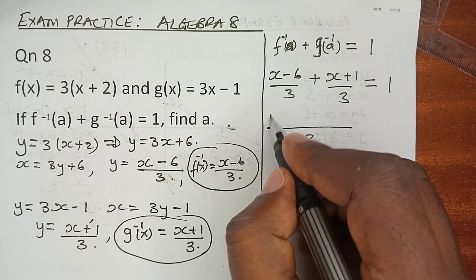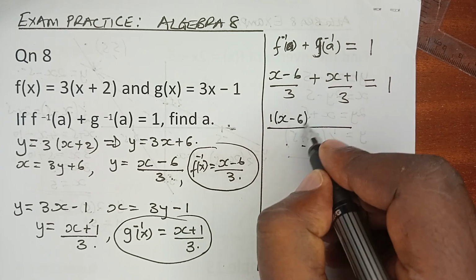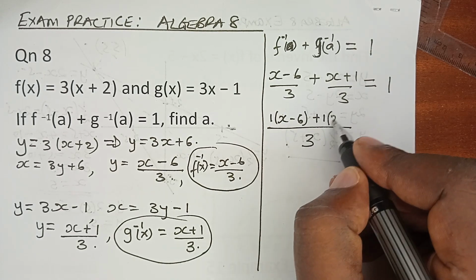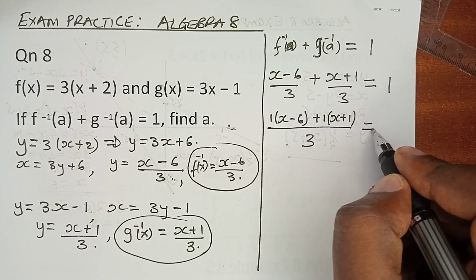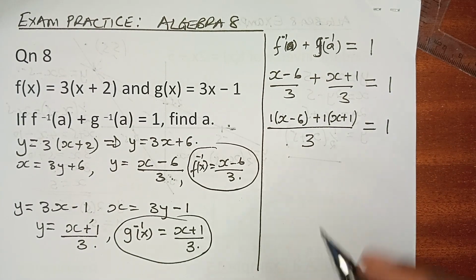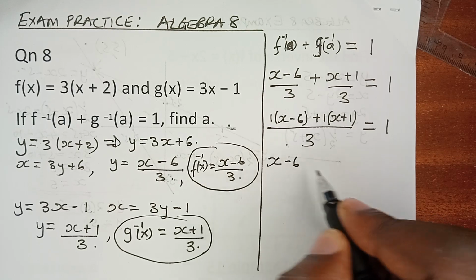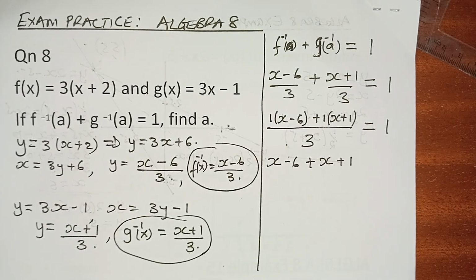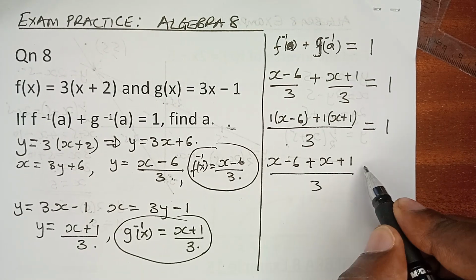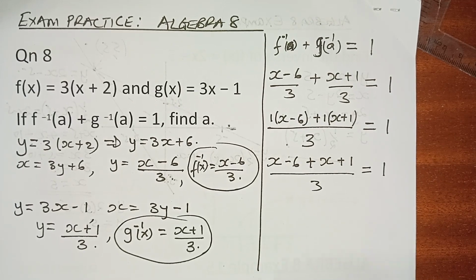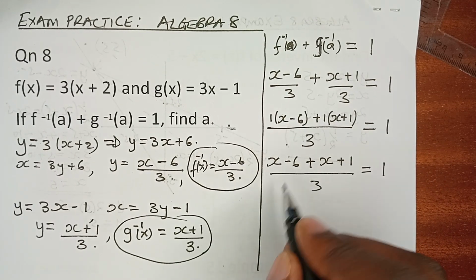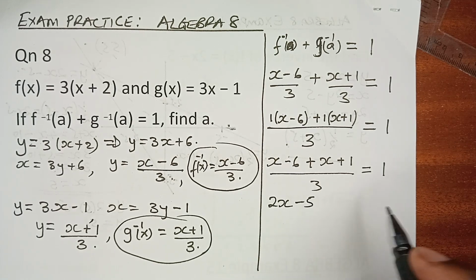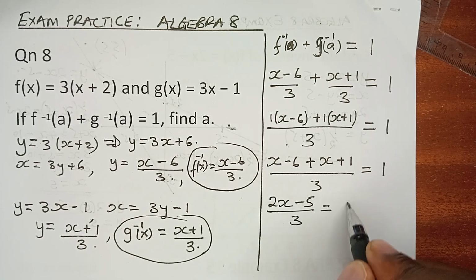3 divided by 3 is 1, times the numerator (x - 6), plus 1, because 3 divided by 3 is also 1, times (x + 1). All this is equal to 1. Opening the brackets, we have x - 6 + x + 1, everything over 3, equals 1. If we simplify the numerator, we have x + x, which is 2x, minus 5, because of -6 + 1, everything over 3 equals 1.